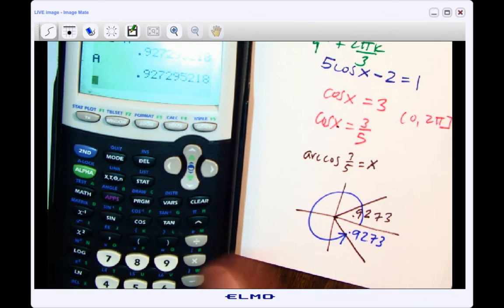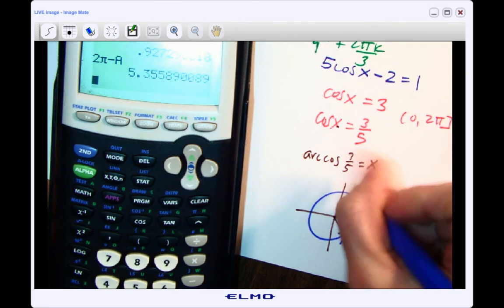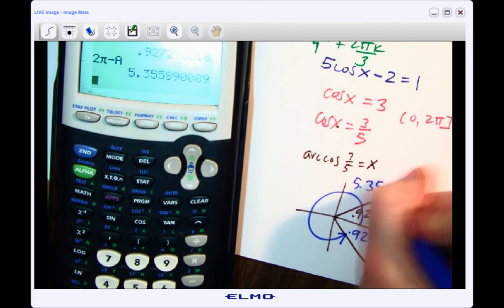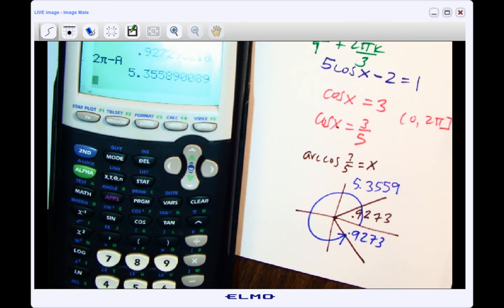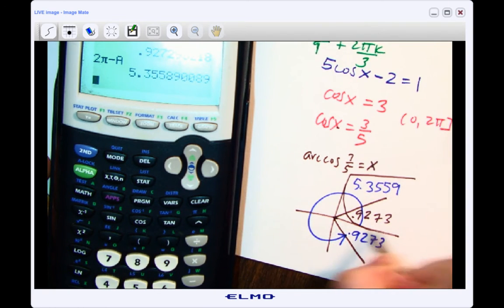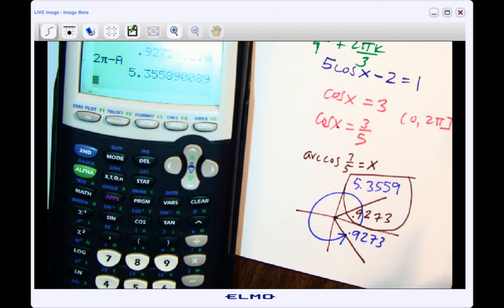Okay, so I'm going to do 2 pi minus alpha A, and that means this other angle is going to be 5.359 when I round it to 4 decimal places. So the 2 angles that are the answer between 0 and 2 pi are these. And of course, if we're looking for all of them, what would we do? We'd put a plus 2 pi k.